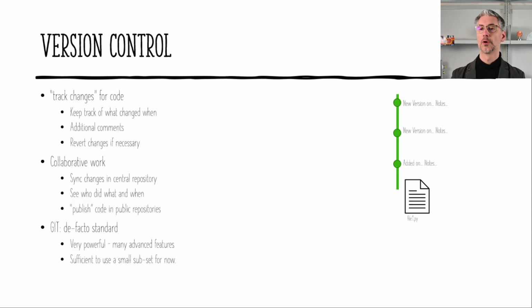So version control is one way to solve these issues, and in a nutshell, it's a way to keep track of changes of our code: when we changed what in the source code, when we added new files or removed others. We can also add comments when we commit a new version, and we can also revert changes later if necessary. It allows collaborative work because we can sync changes in a central repository. We can also see who is working on what and what they changed, and we can publish code in public repositories.